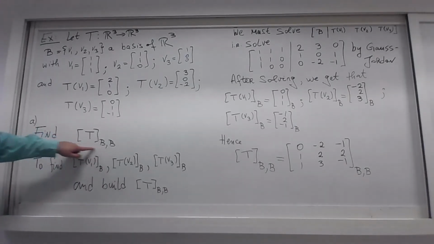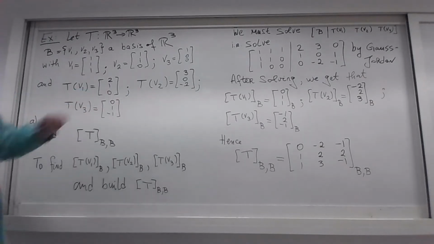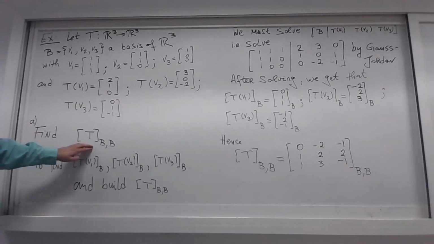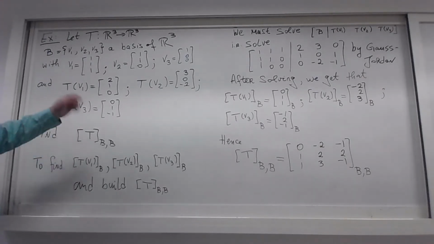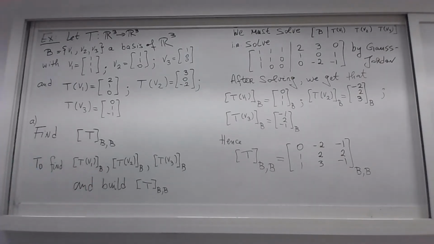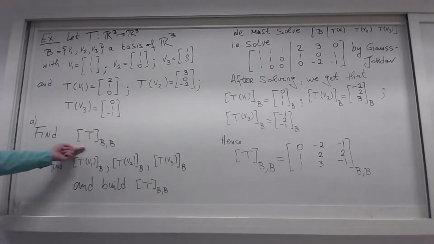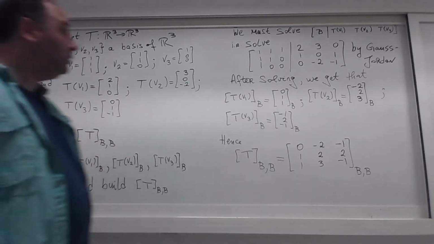Now we remember how this is built. We need to find coordinates of each of these images in basis B. So to build the representation matrix, to build the columns, we need to find the coordinates of each image in basis B. That's the job. That's the first part. So those will be the columns of our representation matrix here. So it's going to be a square matrix, obviously.